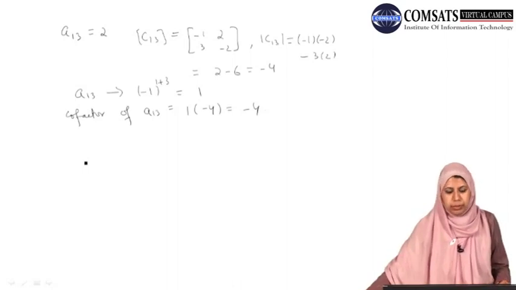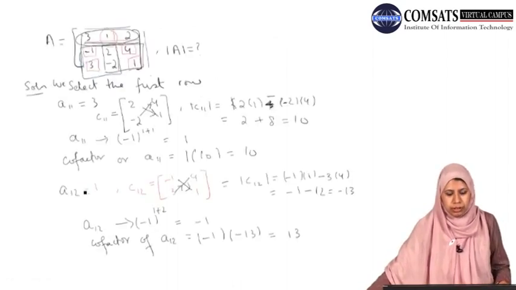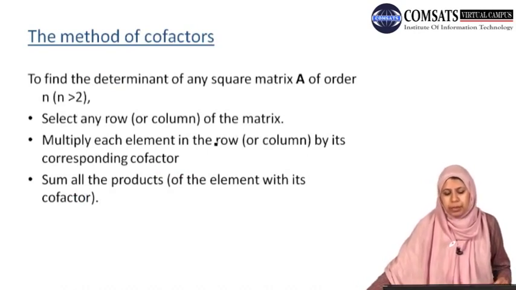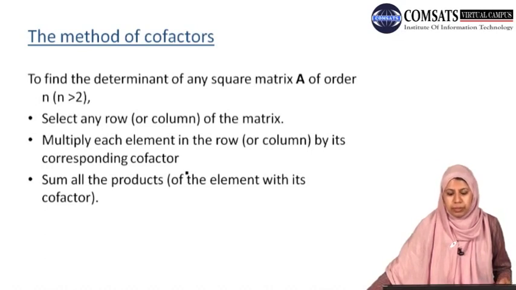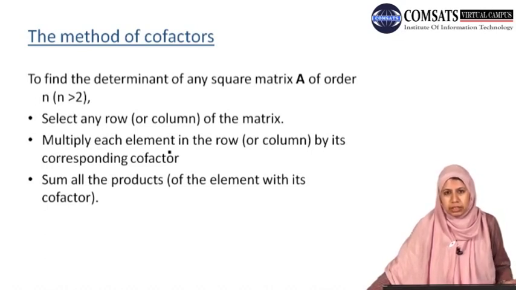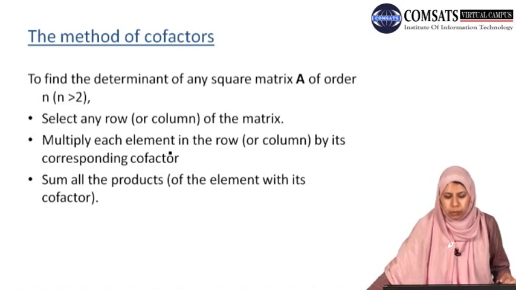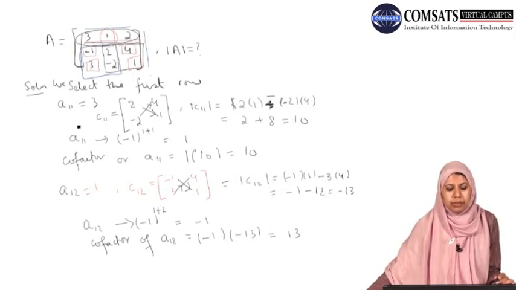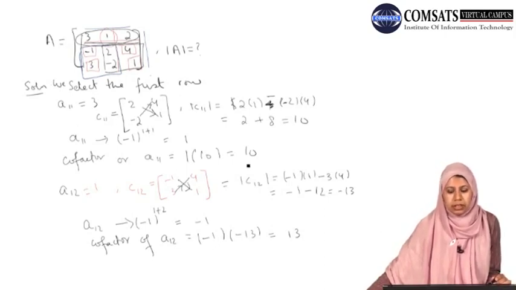Now the third step is, if we go back, we have selected a row or a column. We have multiplied each element in a row or a column by its corresponding cofactor. Now we have to multiply each entry with its cofactor. That is, the entry A11 was 3. 3 will be multiplied by its cofactor 10. The entry A12 was 1. This will be multiplied by its cofactor 13.